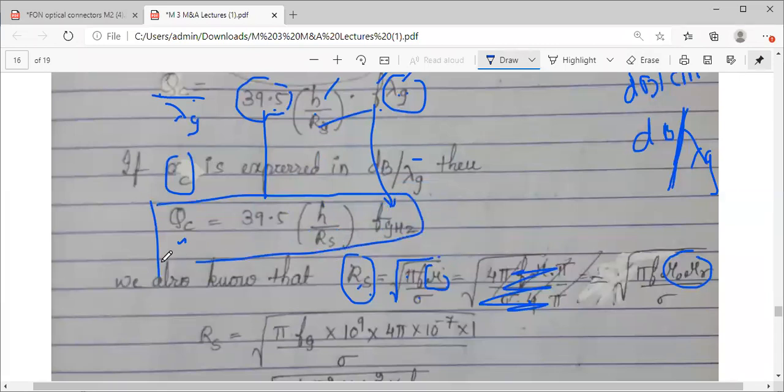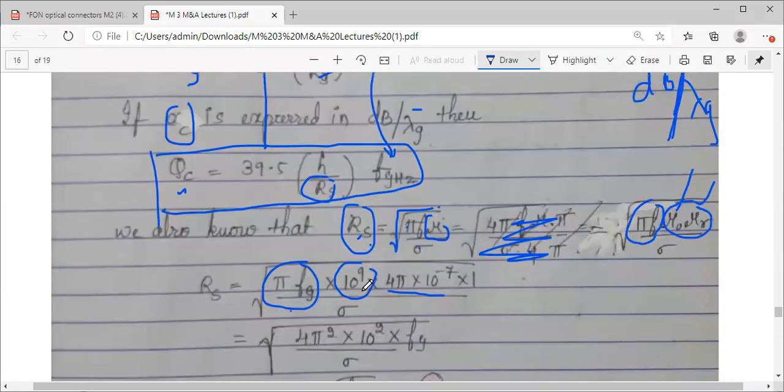Otherwise this will be your equation QC. But however, I am substituting for RS. So RS is this, mu r for non-magnetic I am taking as 1. For mu naught, I'm substituting 4 pi into 10 raised to minus 7. You have pi and f. As I'm taking the frequency in gigahertz, let me take the 10's power as 10 raised to 9. Okay, frequency measured in gigahertz divided by this conductivity as it is.